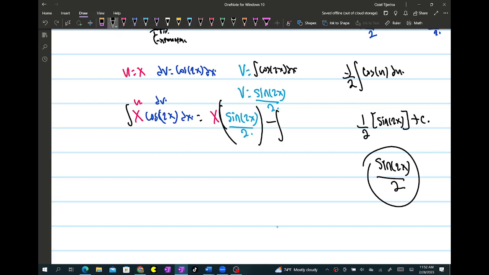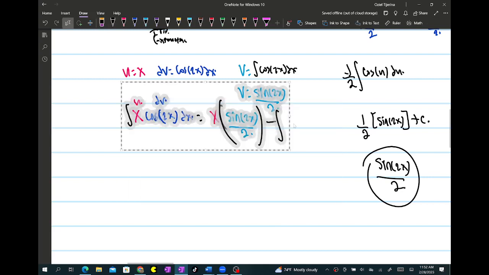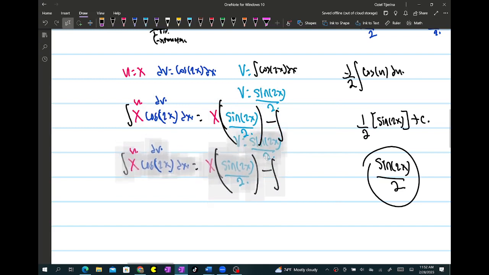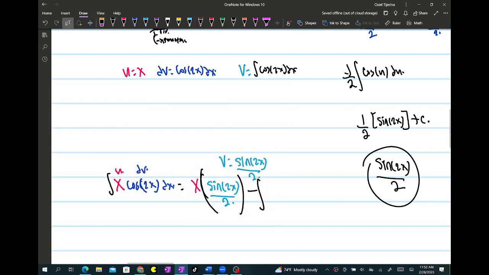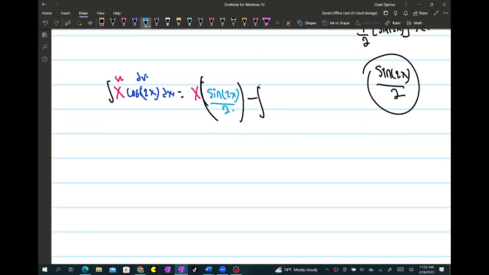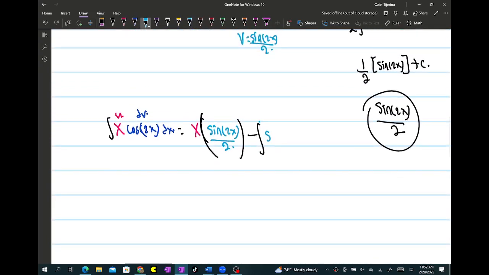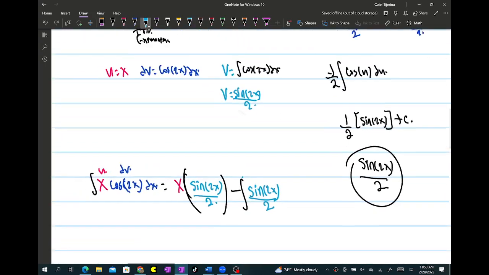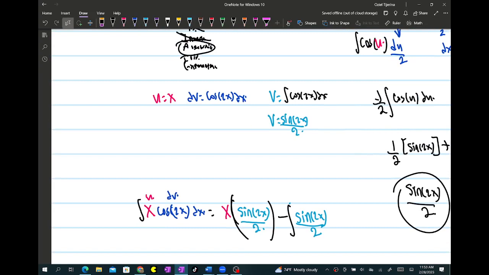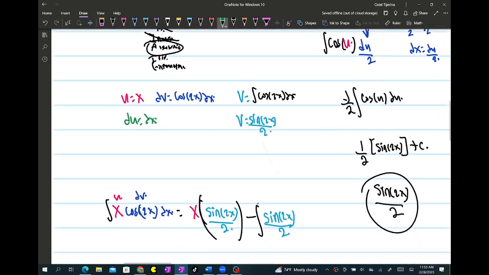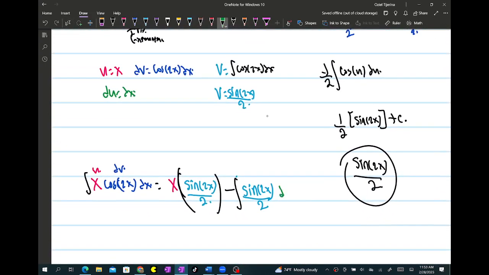minus the integral, and let me move this down because I feel as though this is becoming hard to understand. Let me just put that v was sine of 2x over 2. Okay. Minus the integral of v, which is sine of 2x over 2, and then du, and I know I didn't write it down, but du is dx. So v du, so dx.